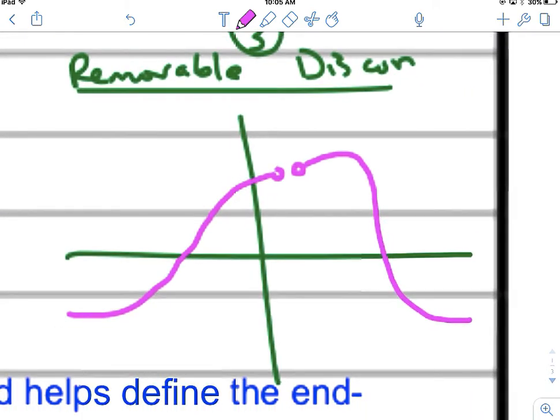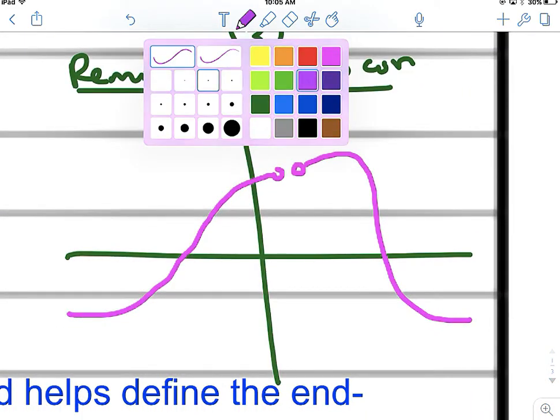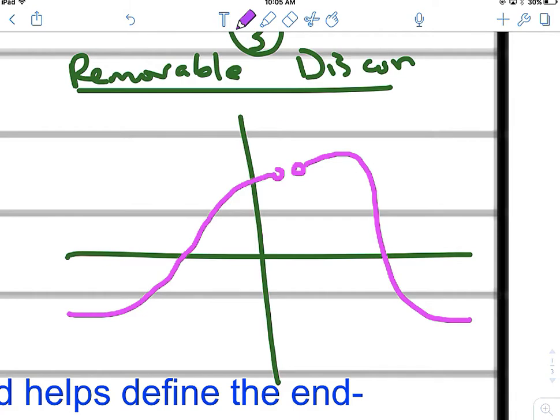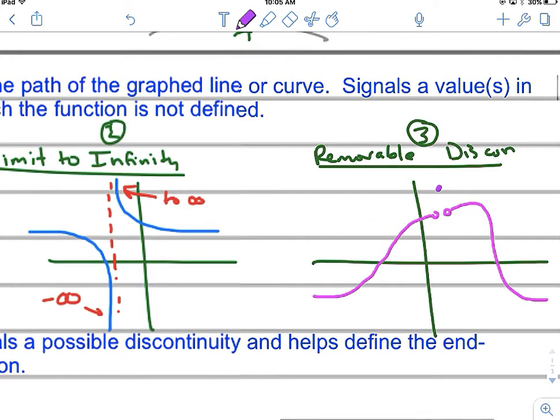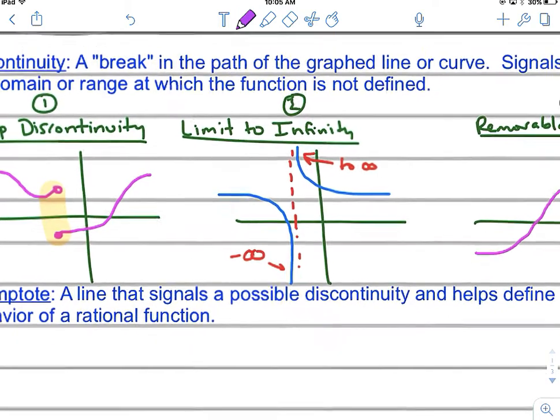This almost looks like you're just taking away a single value, removing it, and moving it up or down. So the point that we jumped over now appears above the graph, or in some cases below the graph, which I'm not going to graph. And so those are 3 different types of discontinuities we'll encounter.